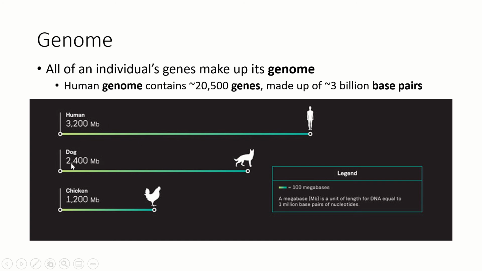And you can see that dogs have a smaller genome. They have 2,400 million base pairs. Chickens have an even smaller genome with 1,200 million base pairs. And this may lead you to think, humans are more complex, therefore we have a bigger genome. And that is what the first researchers, when people started figuring out how big genomes are, thought: humans, we must have a really, really big genome.